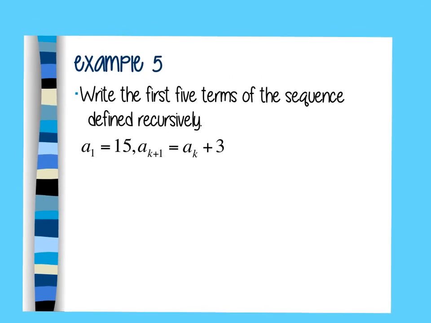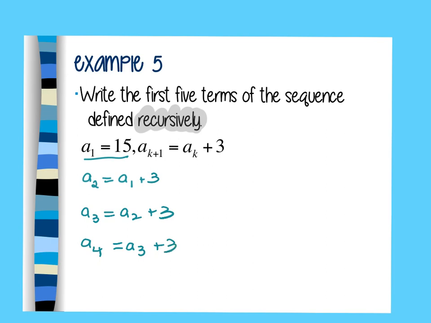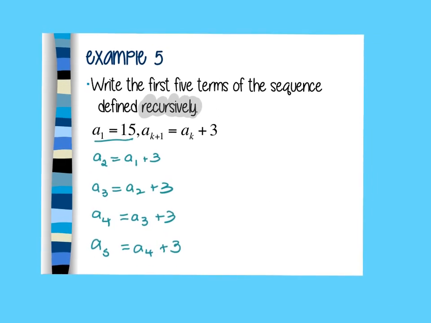Write the first five terms of the sequence defined, and again, it says recursively, which means it relies on the one that comes before it. So if A sub one is 15 and A sub K plus one equals A sub K plus three, then A sub two equals A one plus three. And A three equals A two plus three. And A four equals A three plus three. And A five equals A four plus three. So to each of these, you're adding three. This would be 15 plus 3, which is 18. 18 plus 3, 21. 21 plus 3, 24. 24 plus 3, 27.